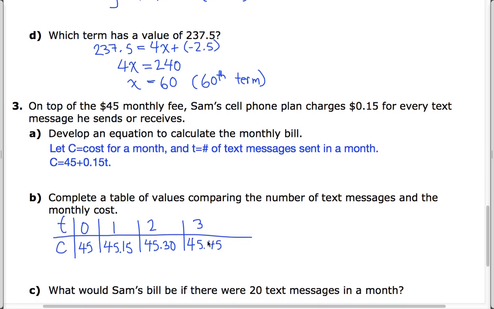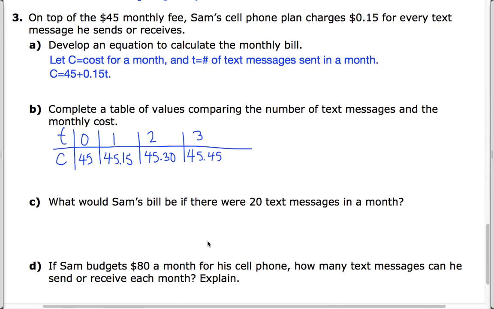Now, I don't think this is a particularly realistic example, but it gives you an idea of how you can use linear equations to understand something like this.